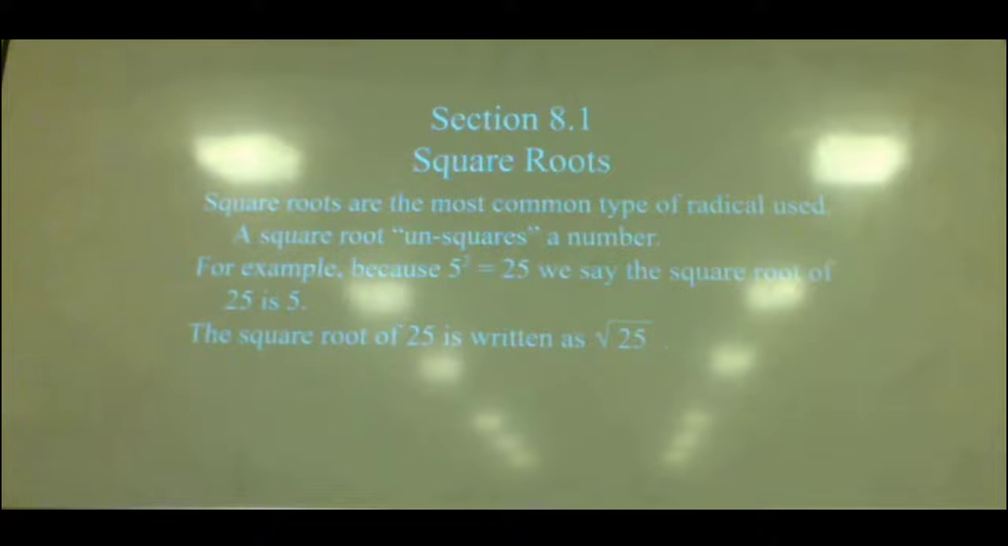Section 8.1. We're going to start out talking about square roots, and square roots are the most common type of radical that we use, and a square root is used to unsquare a number. I mean, that's a made-up word. Unsquare is not really a word, but it unsquares a number.